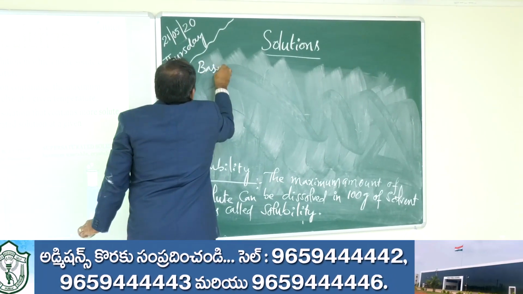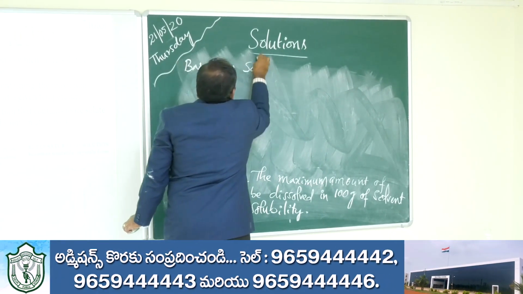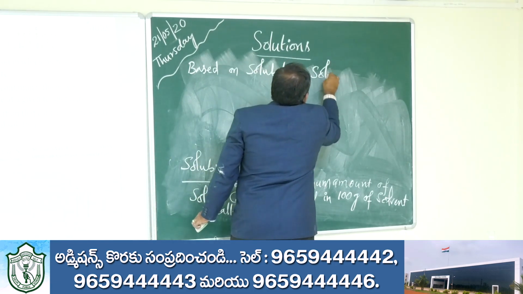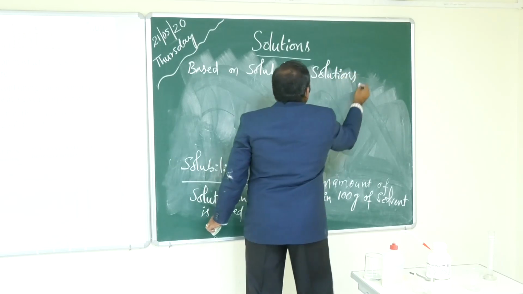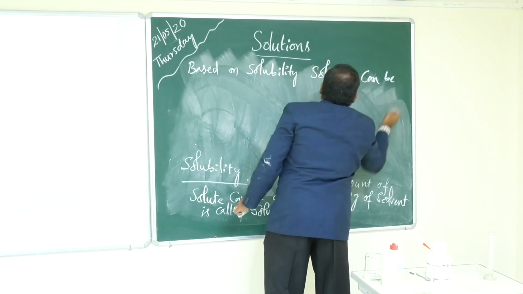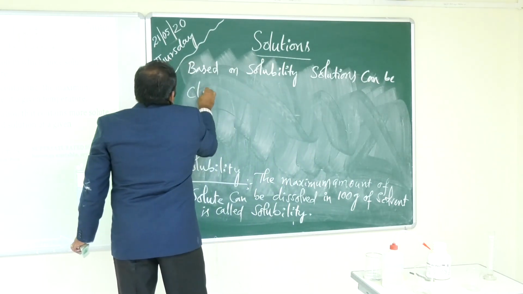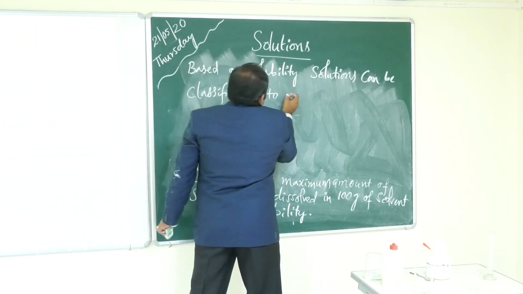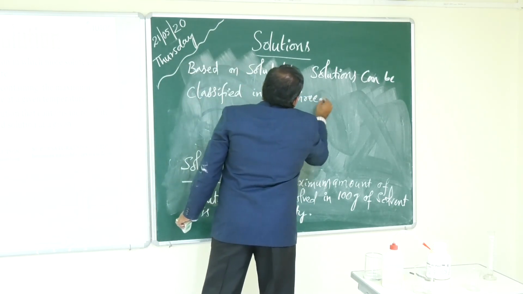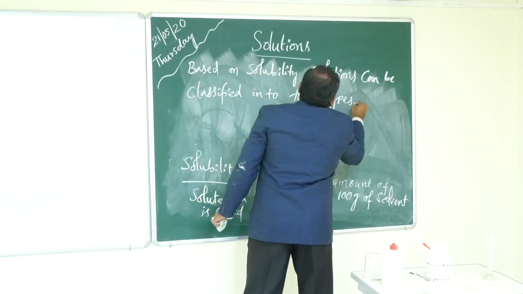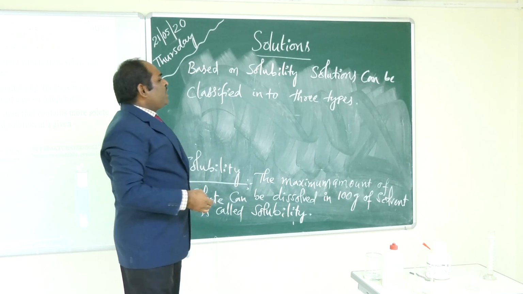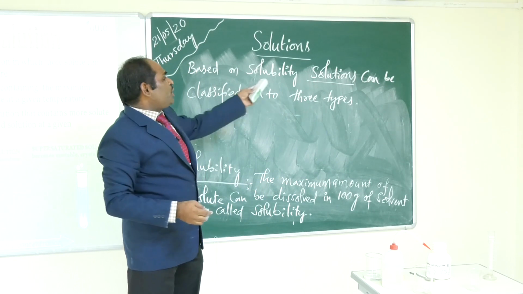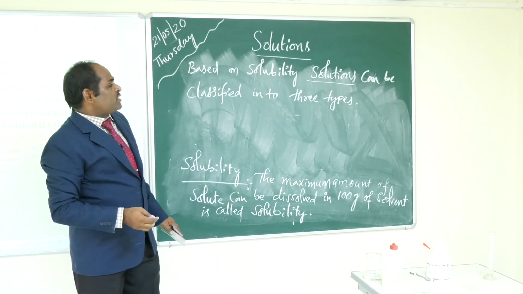Okay, I am writing here: based on solubility, solutions can be classified into three types. So here solutions means binary solutions, remember it. We are discussing only the binary solutions. Based on solubility, solutions can be classified into three types.